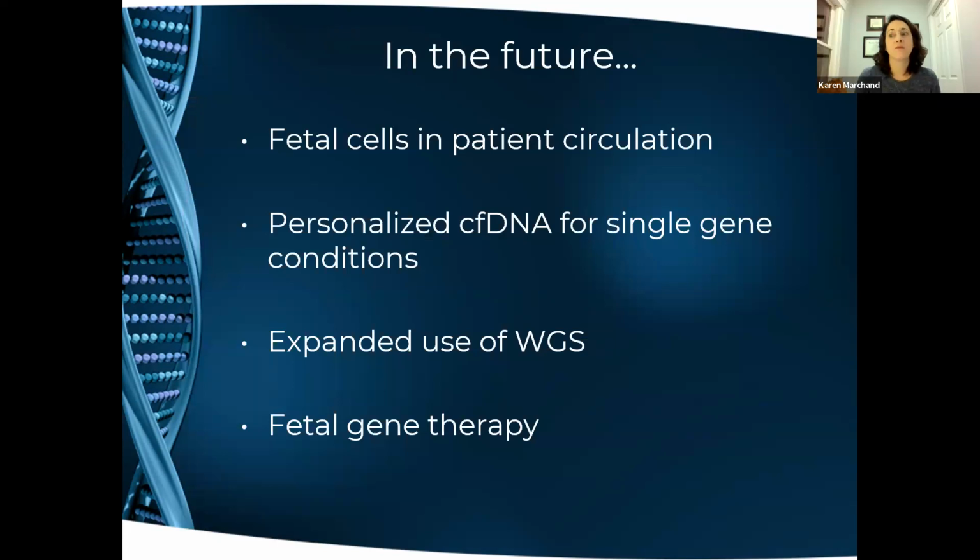So where do we see things going from here? I would say the next several things on the horizon. One would be research into identifying fetal cells or using fetal cells that are in the circulation for diagnostic purposes. And this would help to avoid the potential for false positives that we see in cell-free DNA analysis related to placental mosaicism, so to get more directly at the fetus.